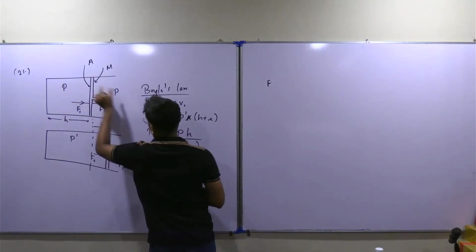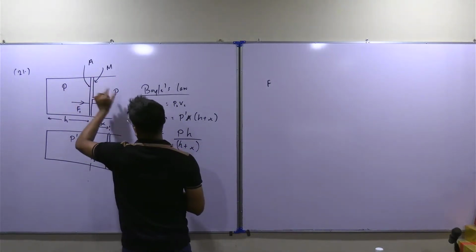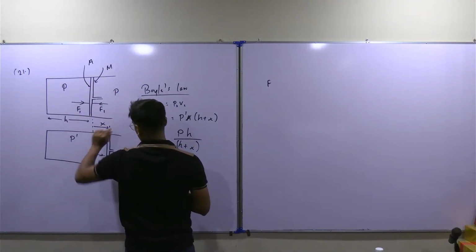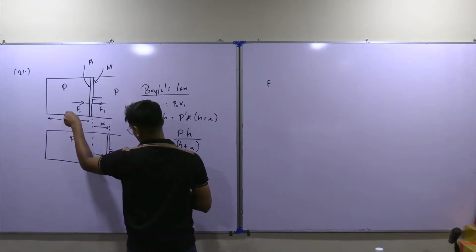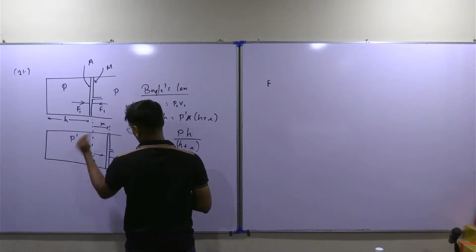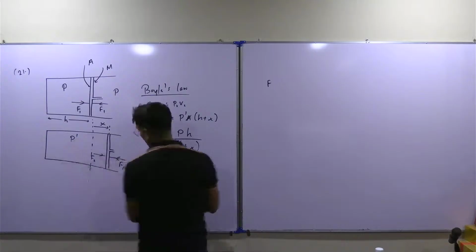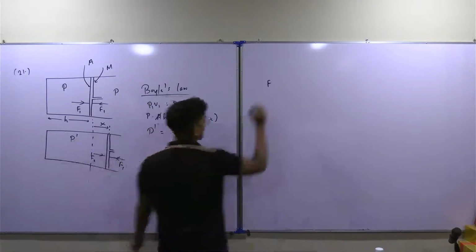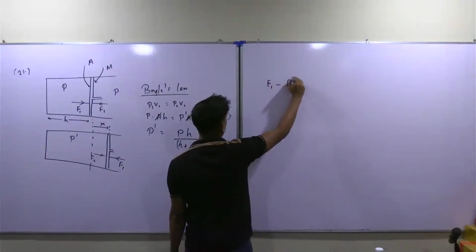Initially, the pressure on both sides of the piston is the same, so the resultant force is 0. Now you increase the volume, so the pressure has reduced. So the internal pressure force has reduced, so there will be a resultant force in this direction. There will be a resultant force that is F1 minus F2.